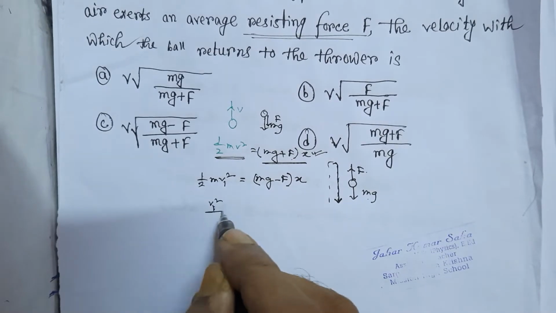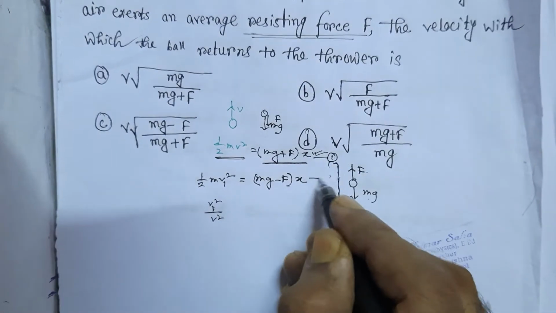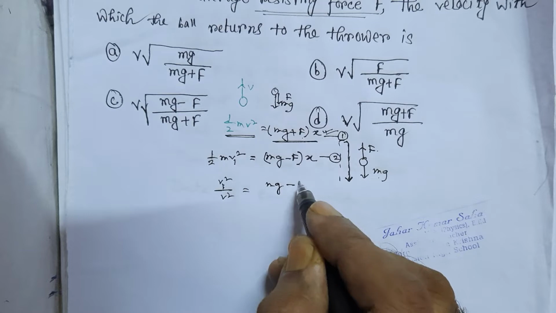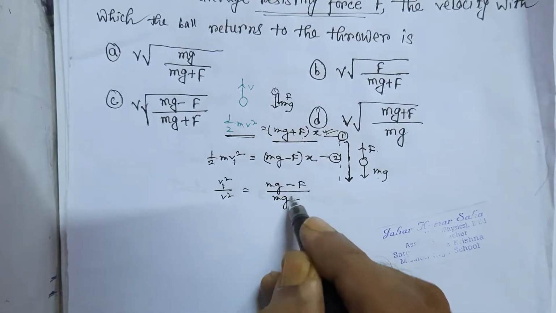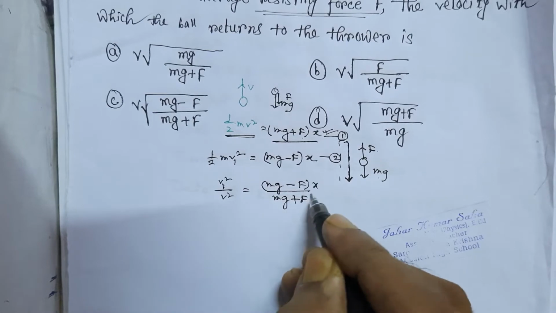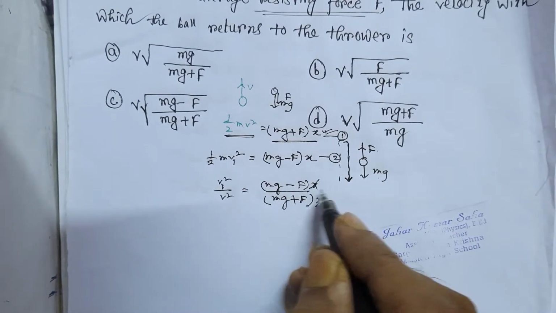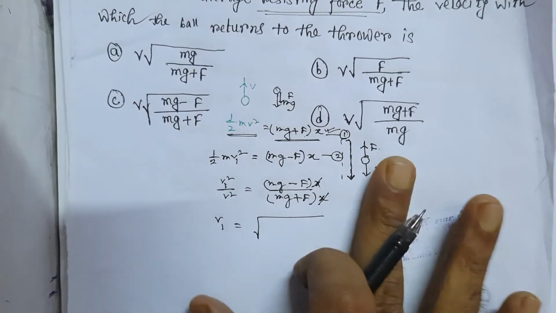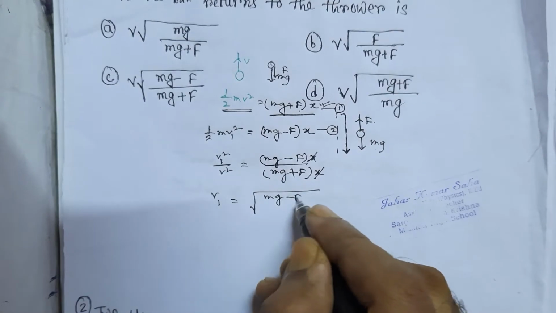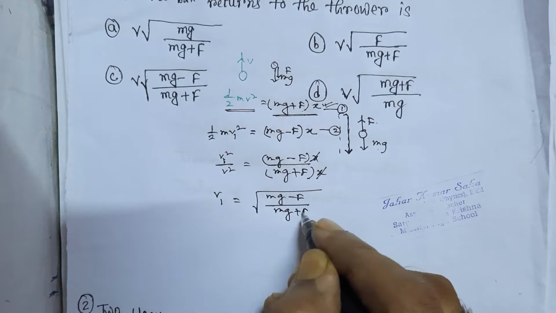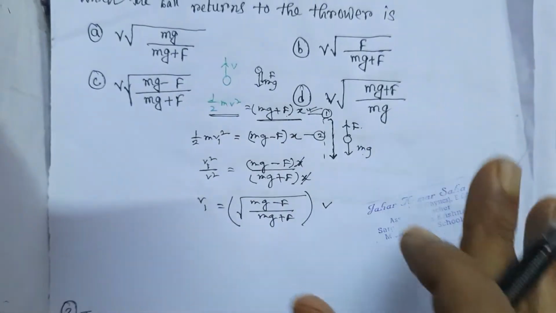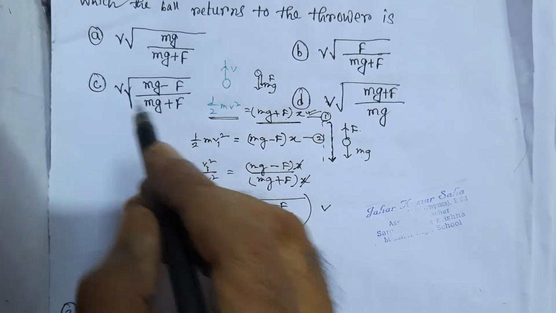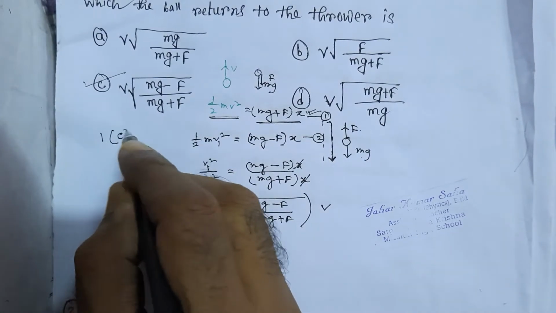Now v1 square by v square, dividing equation 2 by equation 1, we get mg minus f by mg plus f, as x and half m cancel out. So v1 equals root over of mg minus f by mg plus f into v. So our correct answer is C, v into root over of mg minus f by mg plus f. So the correct answer to question number 1 is C.